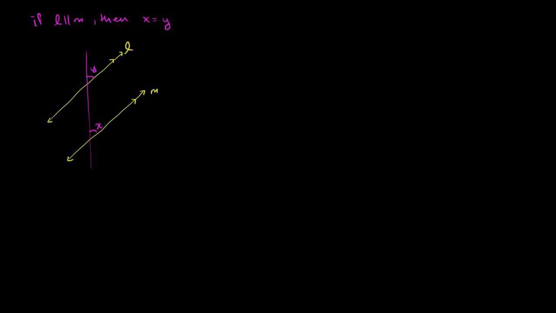What I want to do in this video is prove it the other way around. I want to prove, so this is what we know. We know this. What I want to do is prove if x is equal to y, then L is parallel to M, so that we can go either way. If they're parallel, then the corresponding angles are equal. And I want to show if the corresponding angles are equal, then the lines are definitely parallel. And what I'm going to do is prove it by contradiction.